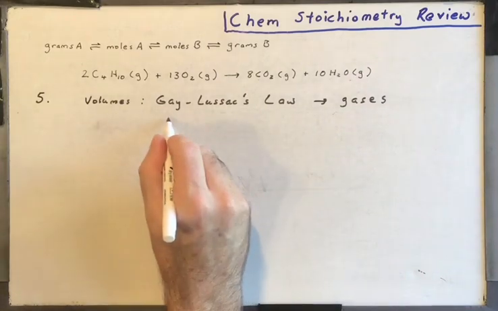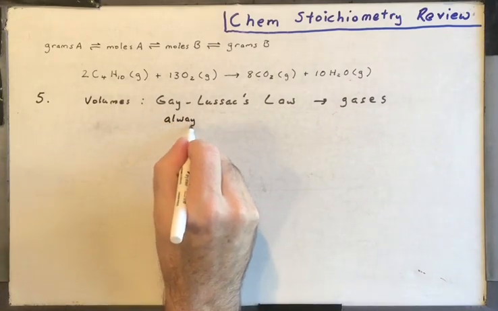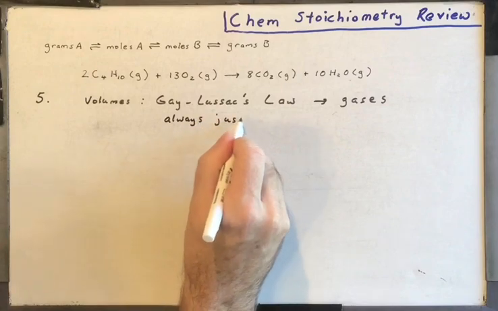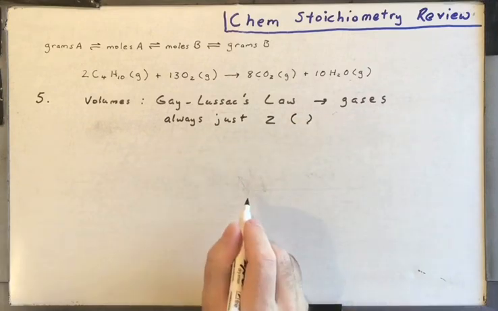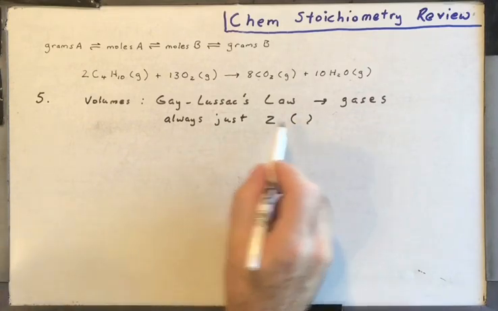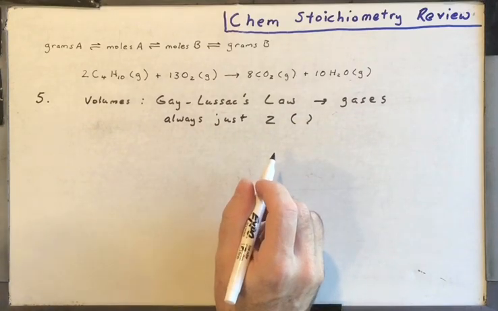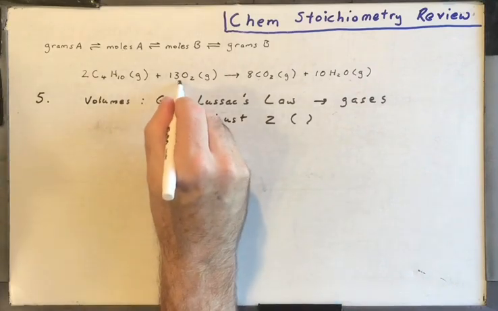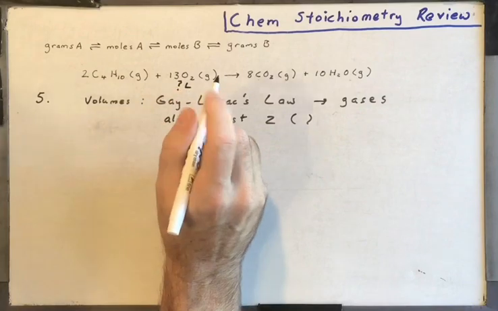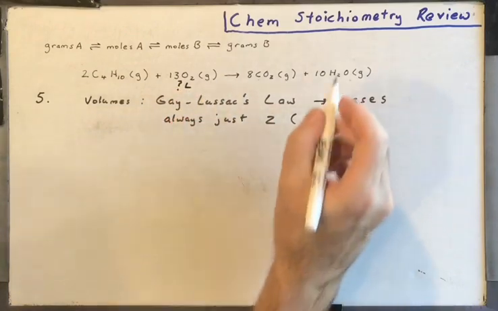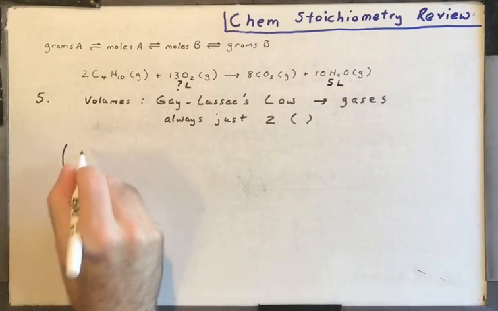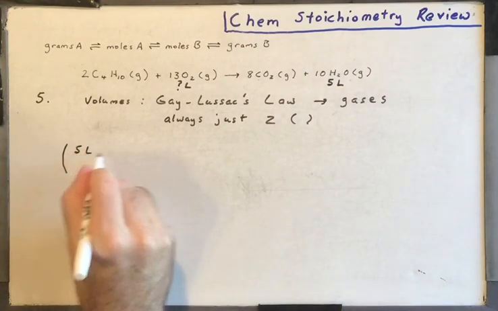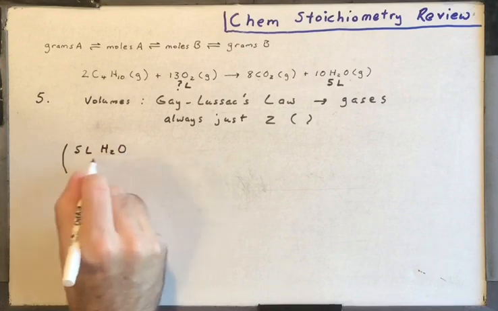And a Gay-Lussac's law is always just 2 sets of parentheses. Just going to be 2 because you're going from liters to liters. All right, it says in number 5, how many liters of oxygen gas? So I'm going to put a question mark, liters there. And we have 5 liters of water. So we start with what we've been given, 5 liters of H2O.